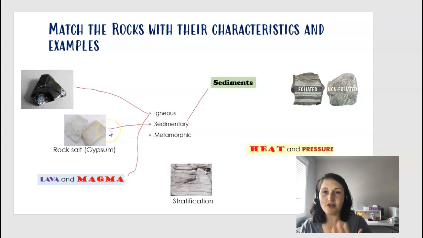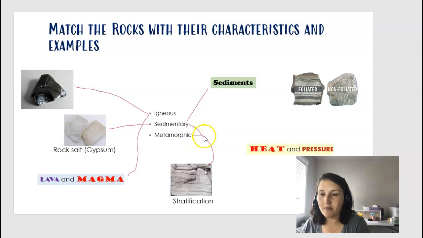You might see gypsum or rock salt form when there's a shallow sea and the water evaporates from the sea. The stuff that's left over would be the precipitated salt, and so that can form a sedimentary rock. And sedimentary rocks can be stratified. They can form layers because they are compacted or cemented clumps of sediment that have formed over time.